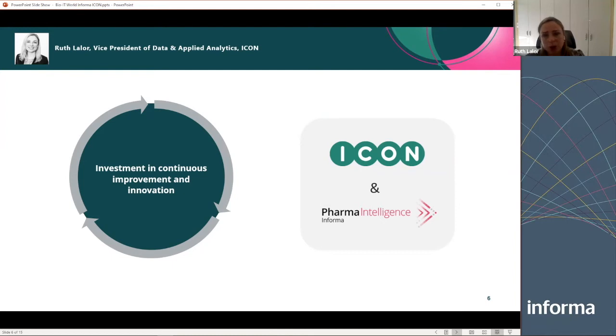But we're now at a stage where we really need to move beyond that, and we need to leverage the core competencies of ICON and the core competencies of Informa, and really bring together our expertise in operational delivery and Informa's expertise in machine learning and using cutting edge technology to really deliver analytical technologies and solutions using the depth and breadth of the data that they have combined with ICON's data. And with that, I'm going to hand over to Ashley to talk a little bit more about the partnership. Great. Thank you, Ruth.